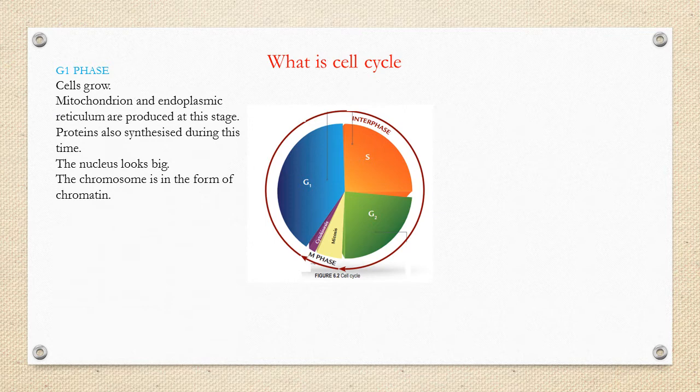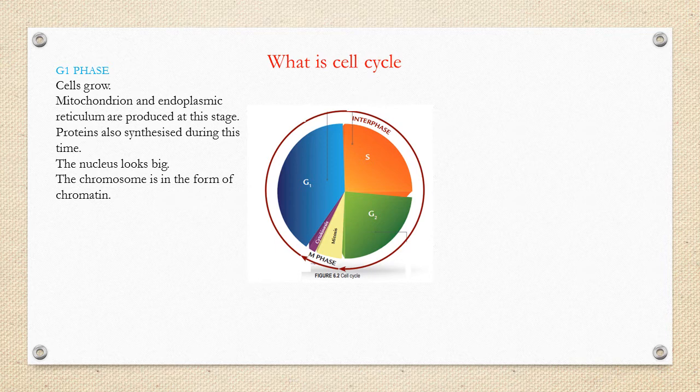So let's look in more detail at this interphase. First of all, look at the diagram of the cell cycle. Refer to the brown arrow. We have two phases of the cell cycle: the M phase, and the other arrow is the interphase. In the interphase we have three stages, which are G1, S, and G2.